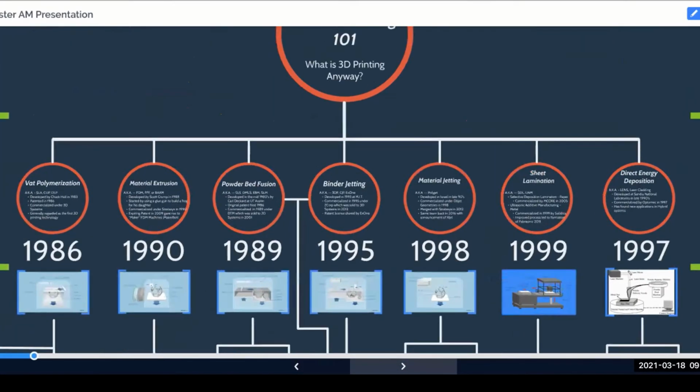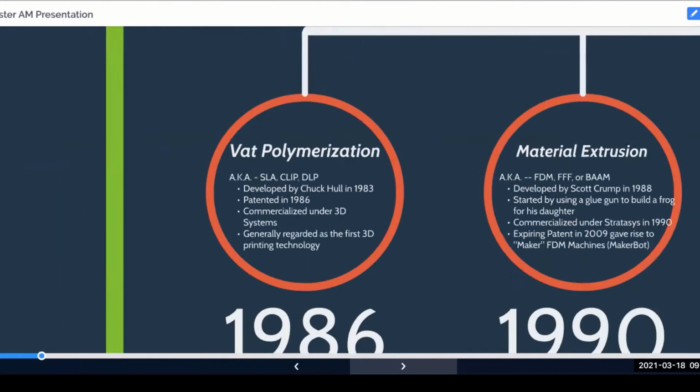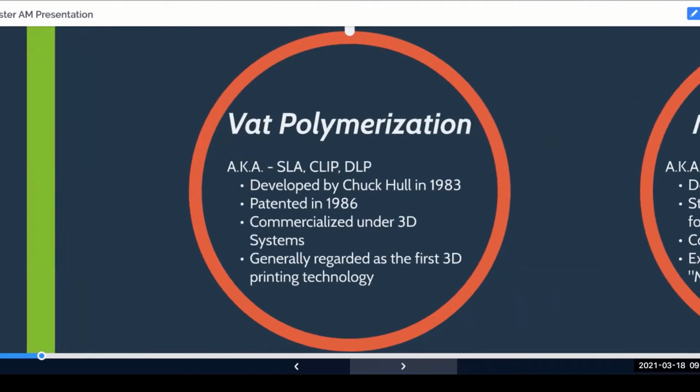All right, so getting back to the technologies themselves, I'm going to run through these so you get an understanding of what they are. I'm going to go in pseudo-chronological order, although it's not entirely that way. We're going to start with the very first technology. This is called vat polymerization. This was developed way back in 1983 by Chuck Hull.